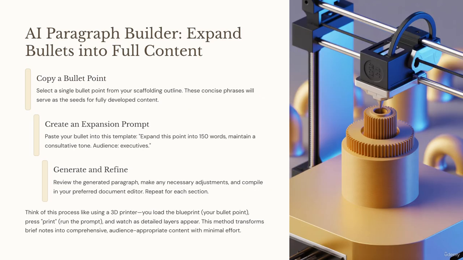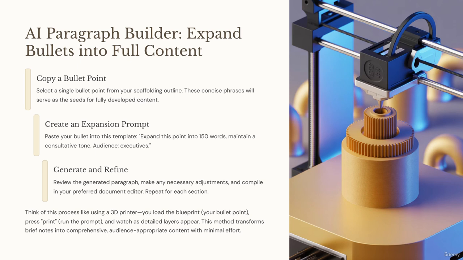All right, now that we've got our skeleton, let's flesh it out with the AI Paragraph Builder. This is where you take one bullet from your outline and plug it into a simple prompt. Expand this point into 150 words. Maintain a consultative tone. Audience: executives. You run that and boom, you've got a draft paragraph. Do this for each bullet and suddenly your blank page becomes a full document.